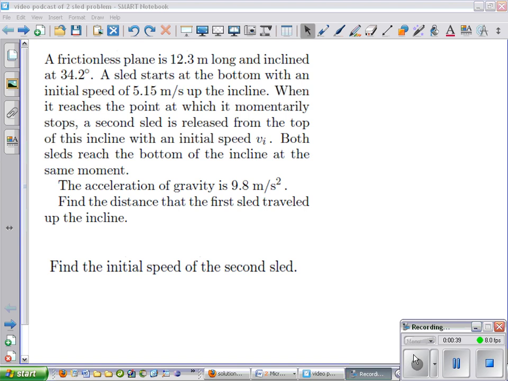The acceleration of gravity is 9.8 meters per second squared. Find the distance that the first sled traveled up the incline. And then the second part of the problem asks, find the initial speed of the second sled.